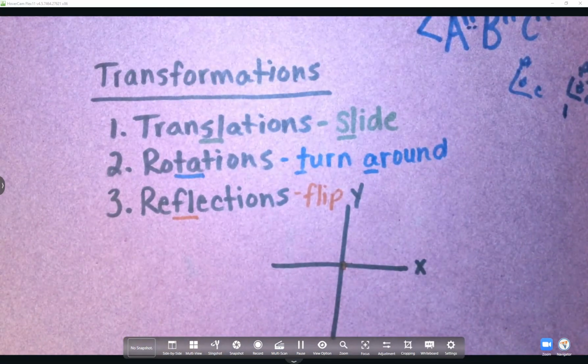Okay, so that's it for sequencing translations right now, and our quick little review of transformations.